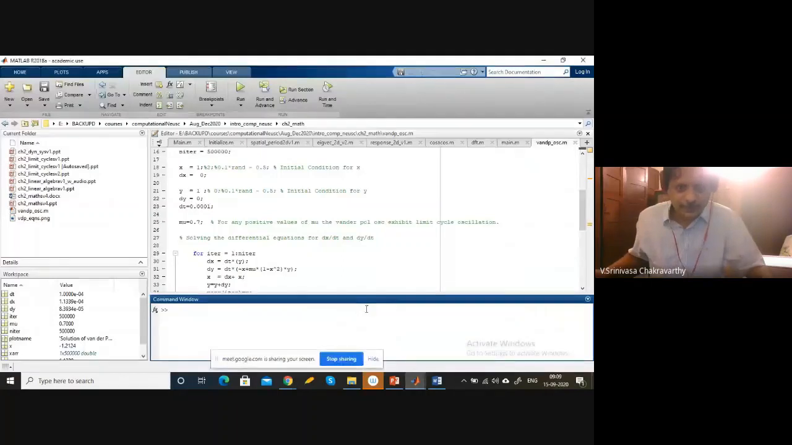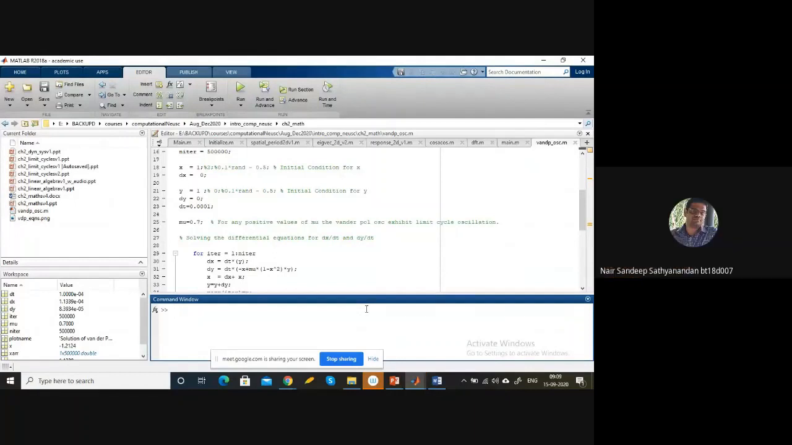So can you see the Matlab screen, Sandeep? Yes, sir. We can see the screen.